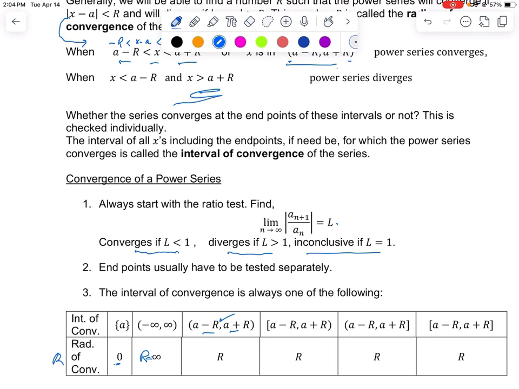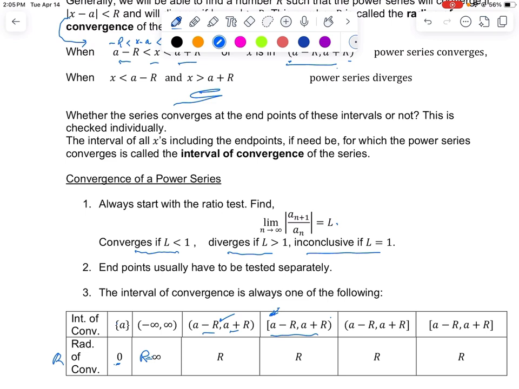One is that it converges in the interval and both endpoints are not included. Second case is we have the interval, then we have the left endpoint, because if you notice on the left hand point there is a square bracket. So square bracket means that endpoint is included in the set or included in the interval. On the right hand side we have a parenthesis, which means the endpoint is not included.